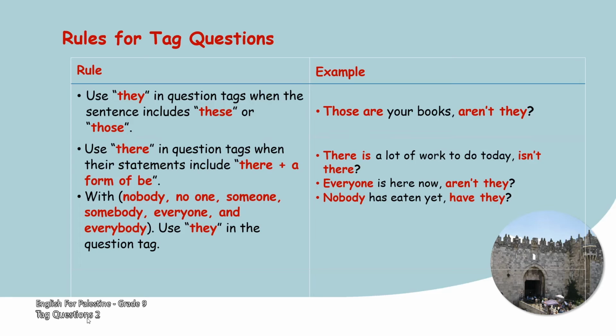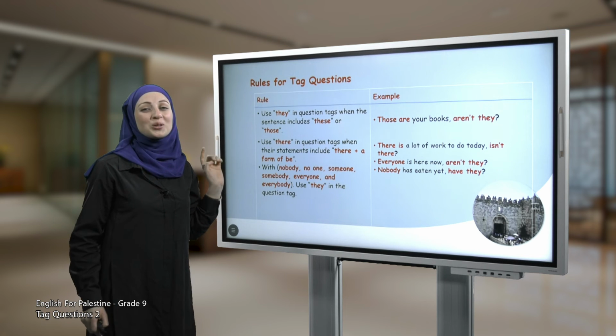Next, use there in question tags when the statement includes there plus a form of be. Example, there is a lot of work to do today. The question tag, isn't there? Next, with nobody, no one, someone, somebody, everyone, and everybody, use they in the question tag. Example, everyone is here now, aren't they? Nobody has eaten yet, have they? This is all about tag questions.